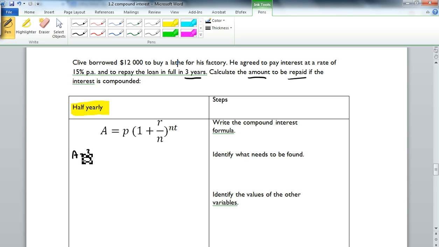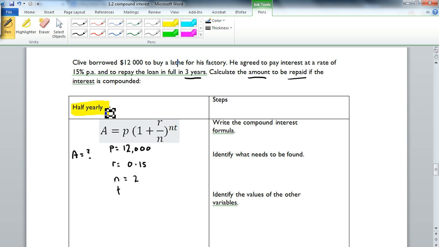Right, so we're compounding it half yearly. P we certainly know, it's the same as the previous one, that doesn't change, 12,000. What are the variables? The rate is still equal to 0.15, not 15 as we previously said. It's a common mistake, so be careful of that one. The number of periods in a year, in the last one it was 1 because it was annually. This time it's half yearly, so there's 2 periods in a year. So N is the number of periods in a year.